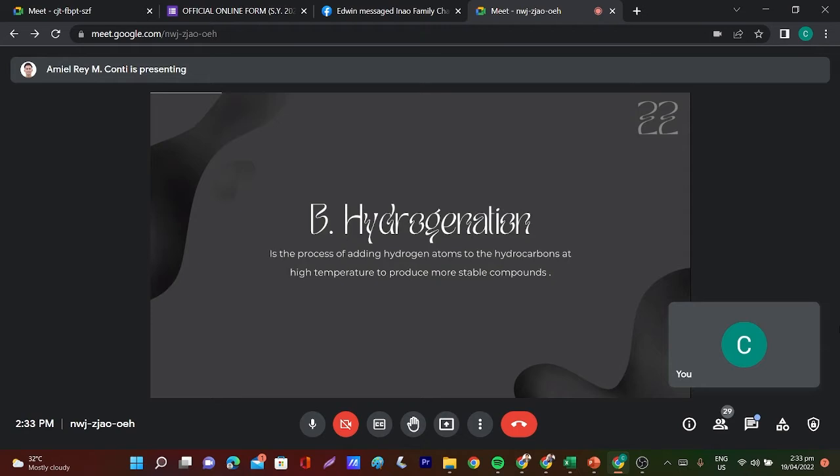Hydrogenation is the process of adding hydrogen atoms to the hydrocarbons at high temperature to produce more stable compounds. It is usually used in fats and oils industries, especially in margarine production, para maging stable yung oils ng mga products. Okay, next.